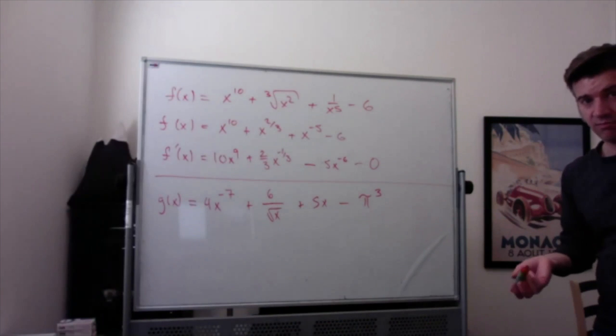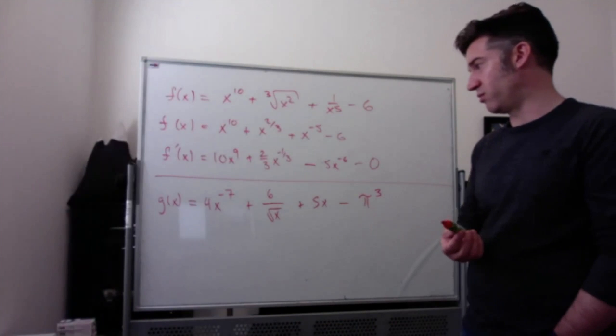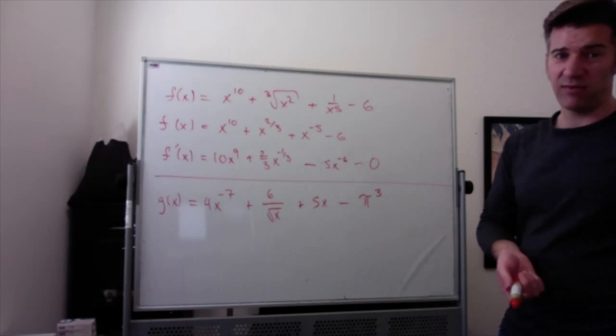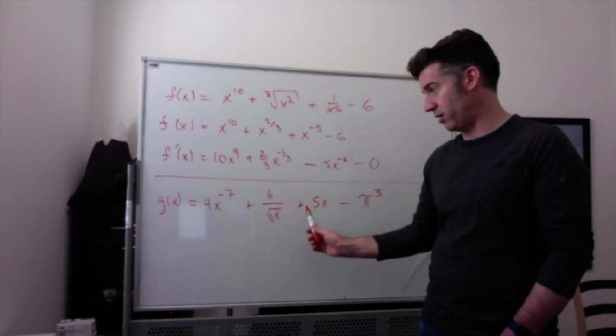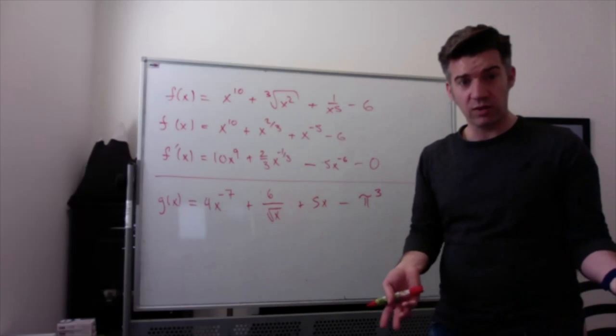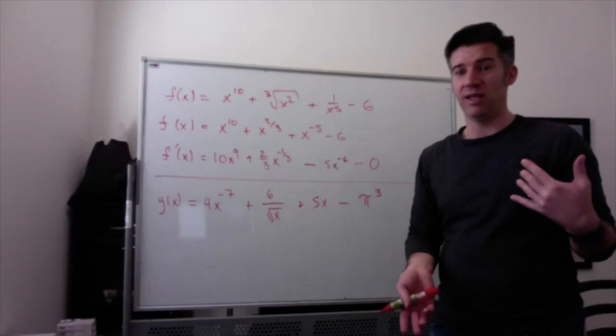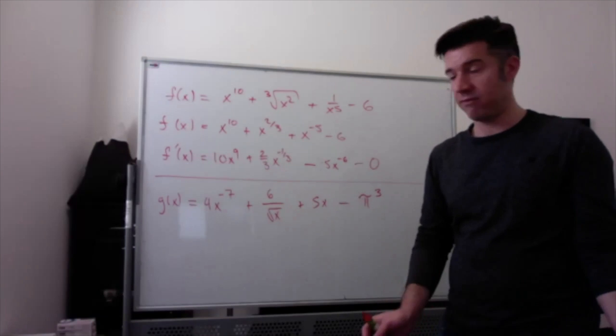And once again, before we start differentiating, we should really rewrite some stuff. The other thing we actually have to rewrite is this second term here. So instead of writing 6 over the square root of x, I'm going to erase it and write it as 6 times x to the -1/2.